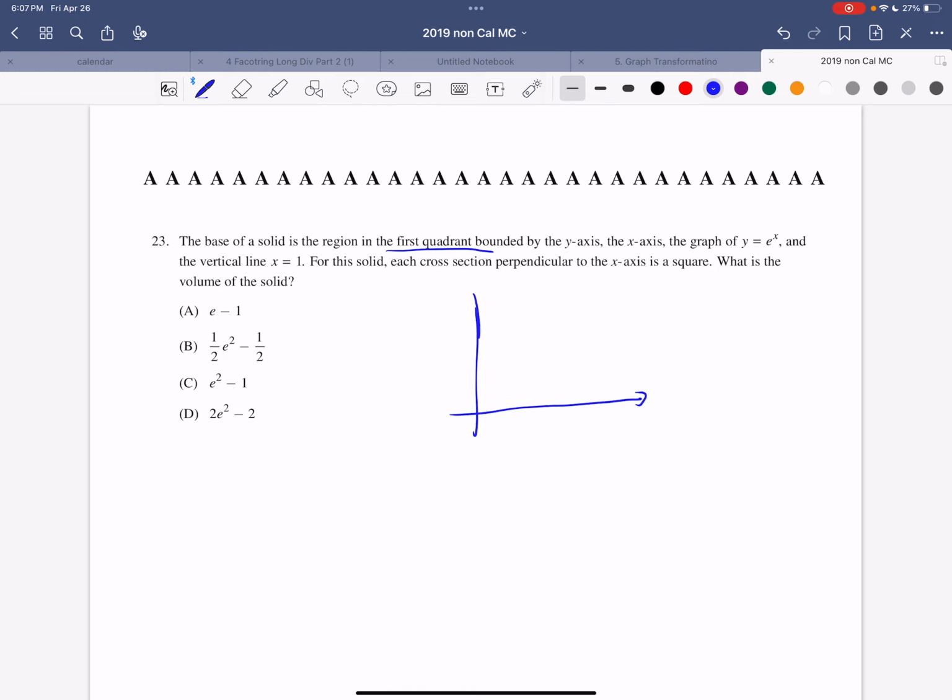So both positive numbers, bounded by the y-axis and x-axis, and y equals e to the x. So we have a graph like this. And vertical line x equals 1. So let's say this is 1. You're going to draw a line here.